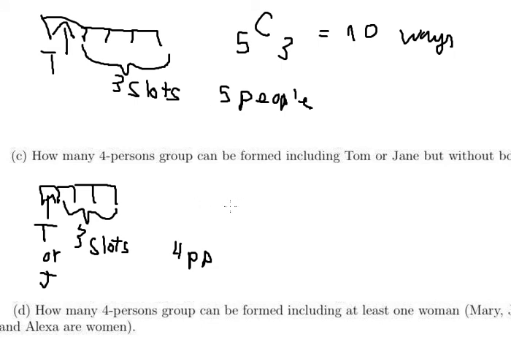So we will have the number 2, because we have Tom or Jane, multiplied by 4C3. We calculate this number multiplied by 2 because we select 3 out of 4 people. So you get 8 ways to do this.